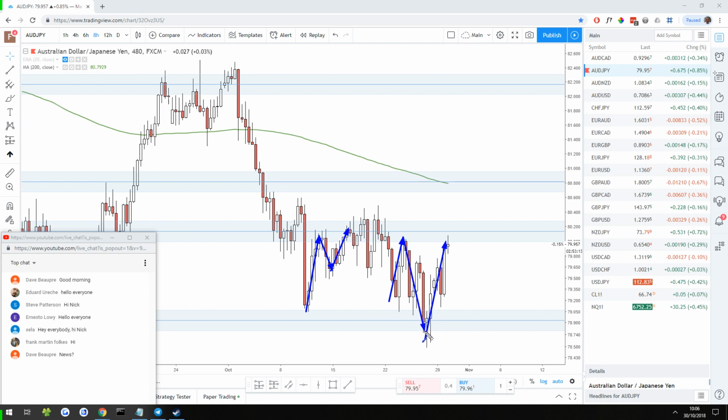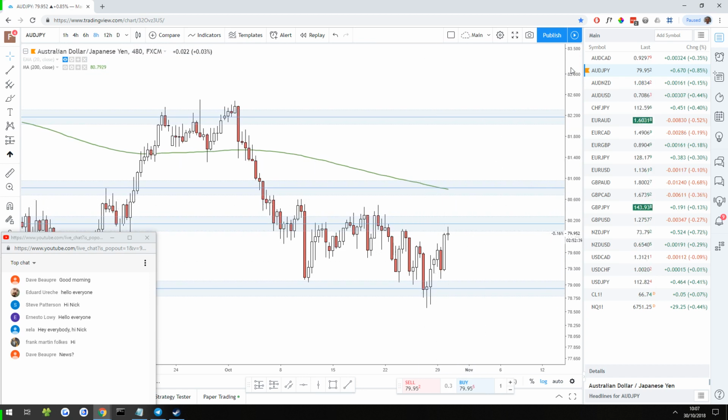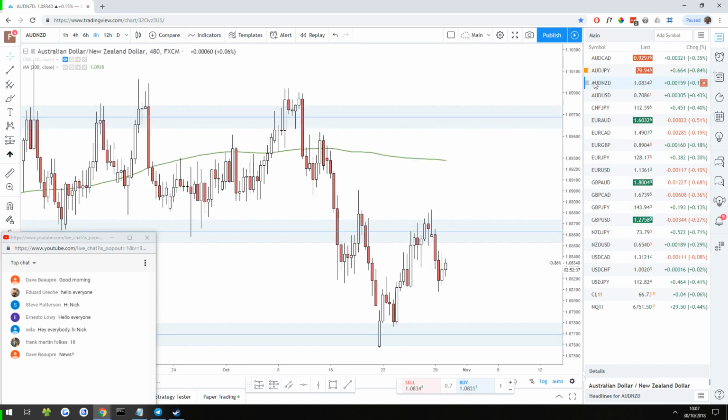It did give us a nice bounce here. Yeah, let's keep an eye on this one, on EURJPY for a potential short. I'm not really that excited about this, but you know, there is potential here, so keep an eye on it.